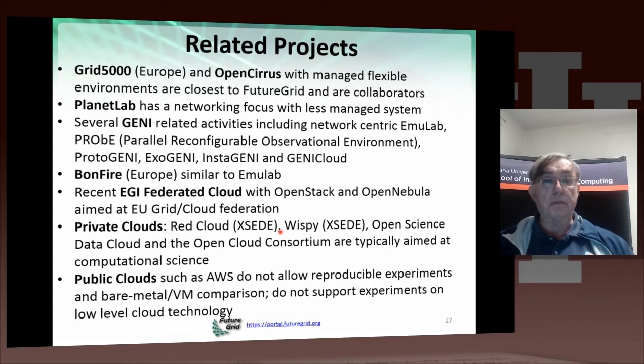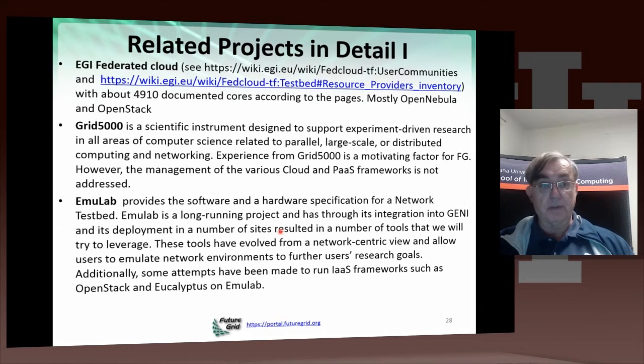I will now go through the following slides and tell you about Grid 5000, OpenCirrus, PlanetLab, the various GENI projects, BonFIRE, EGI, in detail. So the EGI Federated Cloud is actually about the same size as FutureGrid. It uses either OpenStack or OpenNebula, and it is built on the European Grid Initiative, EGI, and is basically offering a cloud environment built on the federated grid environment between the different nations in Europe.